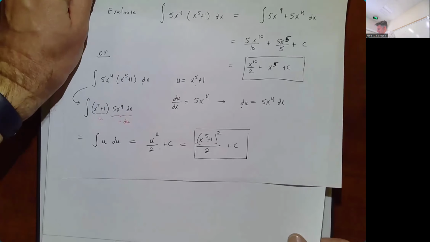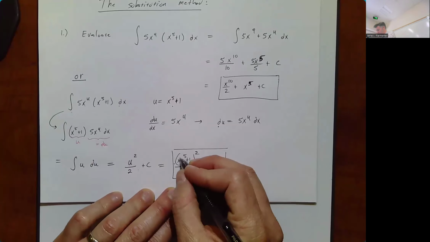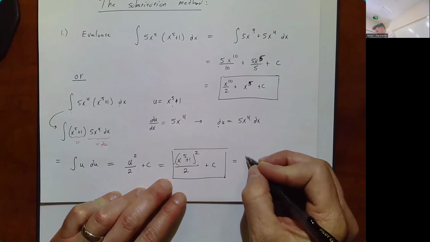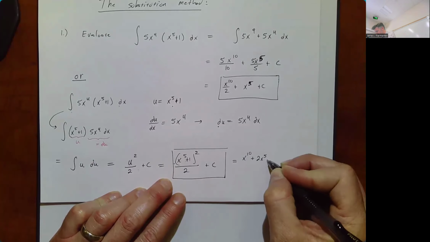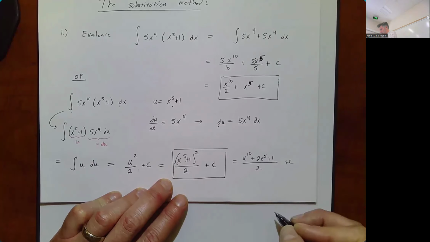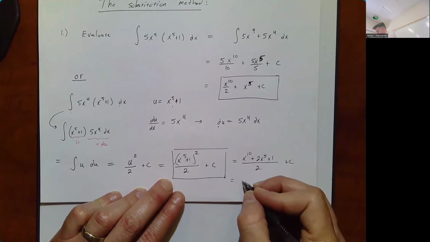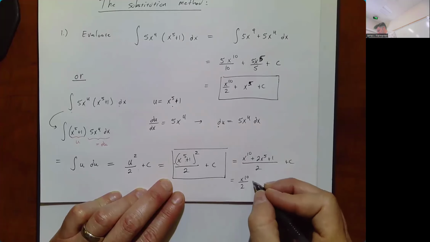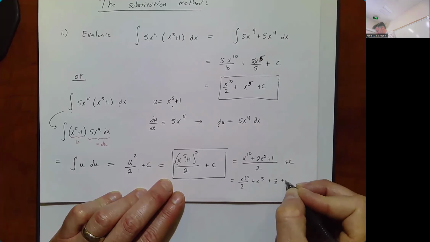If we multiply this out, so if I multiply out (x to the 5th plus 1) squared, you're going to get x to the 5th squared, which is x to the 10th, plus 2 times x to the 5th times 1, plus 1 squared, divided by 2, plus c. And if I break this up into the 3 fractions, I get x to the 10th divided by 2. I get 2x to the 5th divided by 2, which is just x to the 5th. And I get 1/2 plus c.